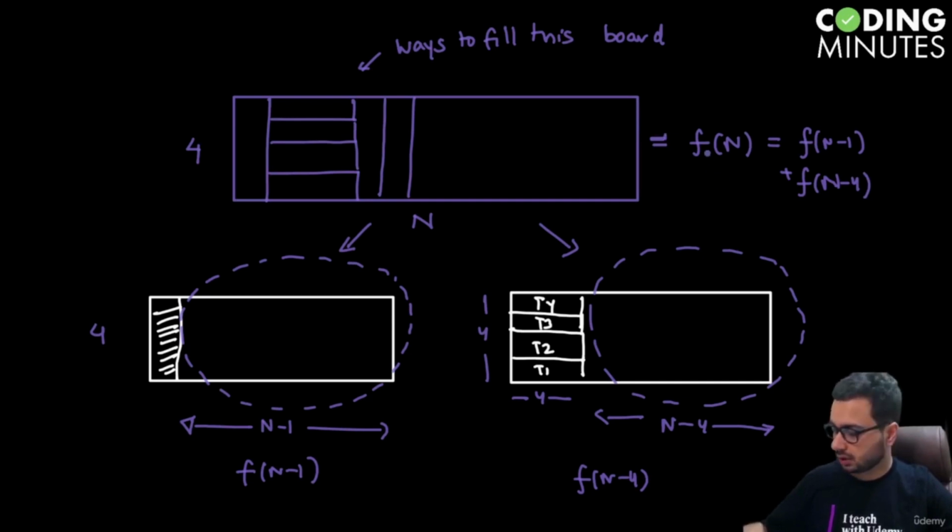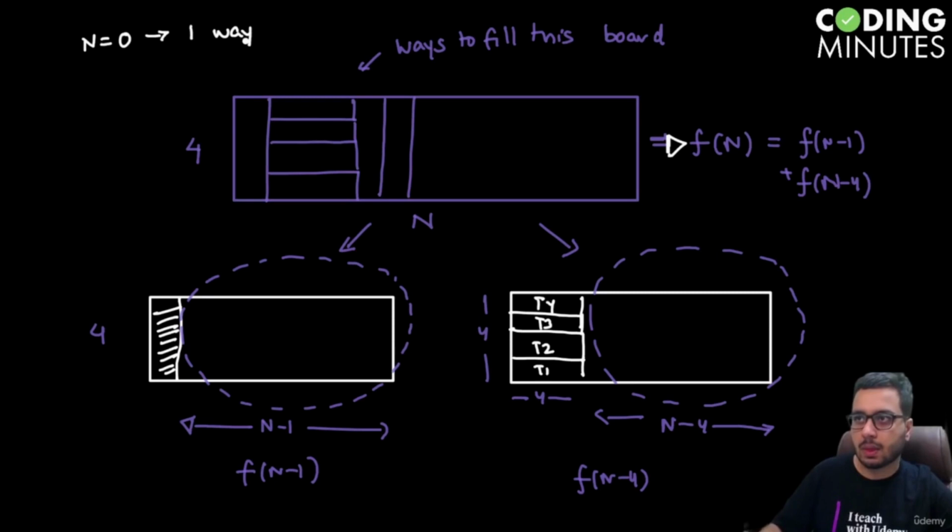Now you got the recurrence. You need to think of the base case. So can you say, if n is 0, there would be only one way, or if n is 1, then also there would be only one way.